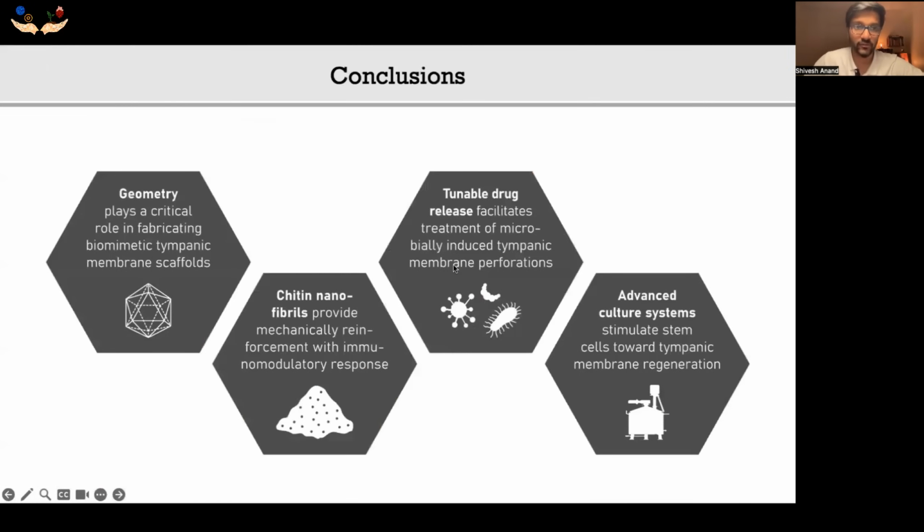Finally, to conclude, I would like to summarize that geometry plays a critical role in fabricating biomimetic tympanic membrane scaffolds. Moreover, chitin nanofibrils could be used to mechanically reinforce and provide immunomodulatory properties to these tympanic membrane scaffolds. In addition, we saw that the tunable drug release properties could be included in the tympanic membrane scaffolds, which could be used for the treatment of microbially induced perforations. And finally, we observed that advanced cell culture systems can be developed to stimulate the stem cells differentiation towards tympanic membrane regeneration.